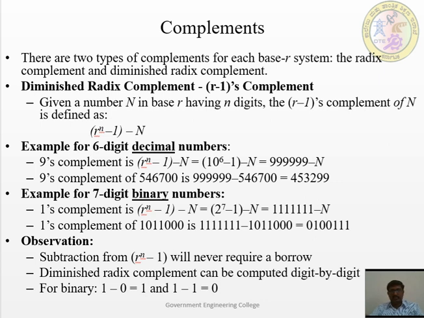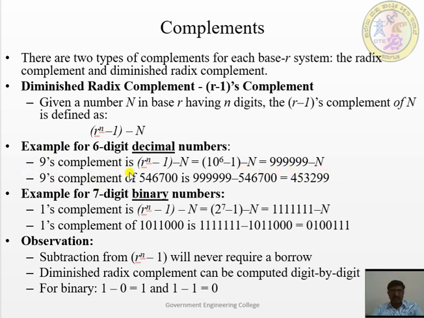For a given number N in base R, the diminished radix complement of N is defined as R raised to n minus 1 minus N. So for base 10, the 9's complement is 10 raised to 6 minus 1 minus N, that is 999999 minus N.